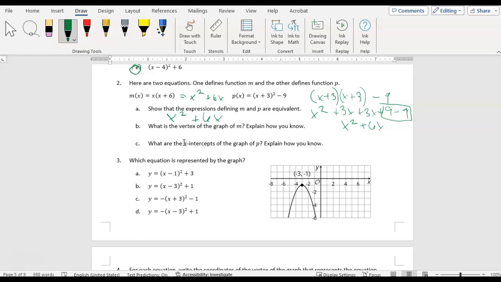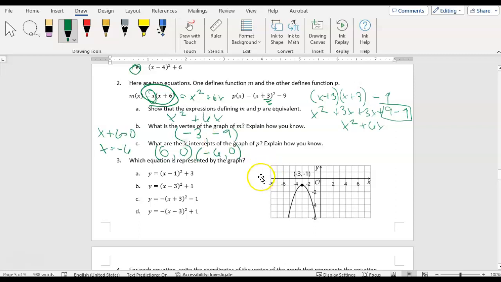It says, what is the vertex of the graph? So, of graph m. Well, remember that m and p are the same. So the vertex here would be (-3, -9). It says, what are the x-intercepts of the graph of p? And so we would use this to find the x-intercepts because, again, these are equivalent. And so this would be (0, 0), because we have one factor here. And then x plus 6 equals 0 would mean that x equals -6. So this would be (-6, 0).